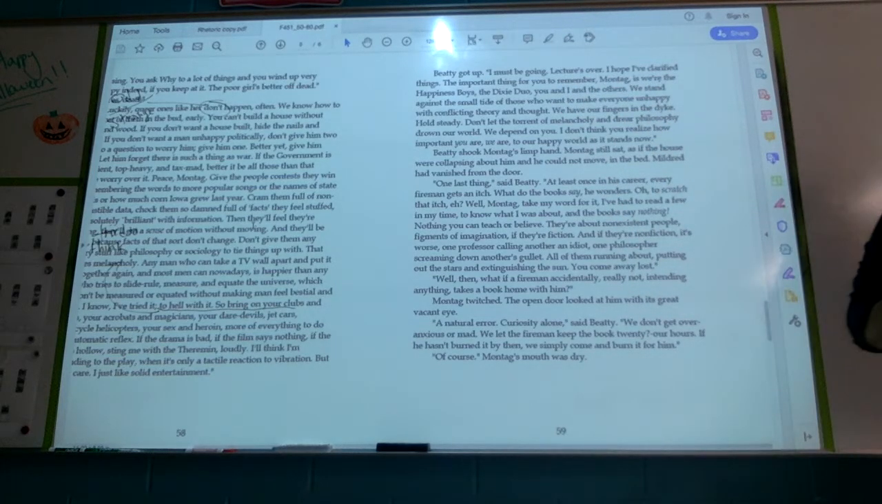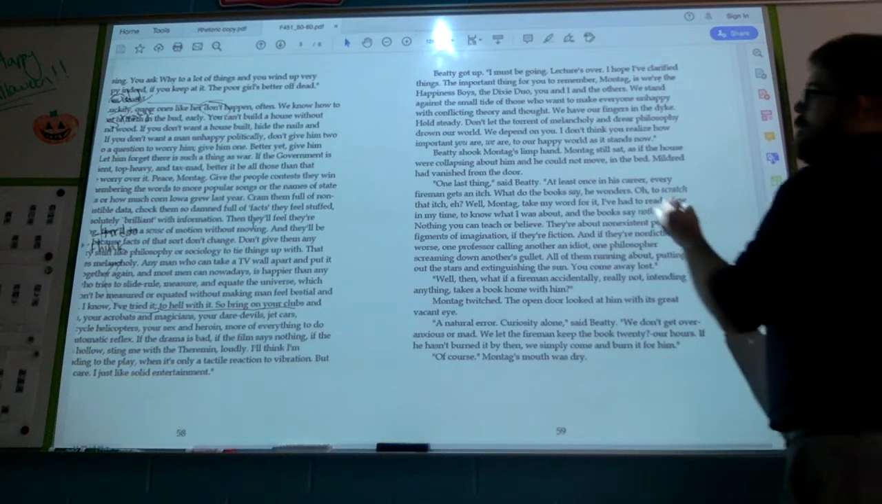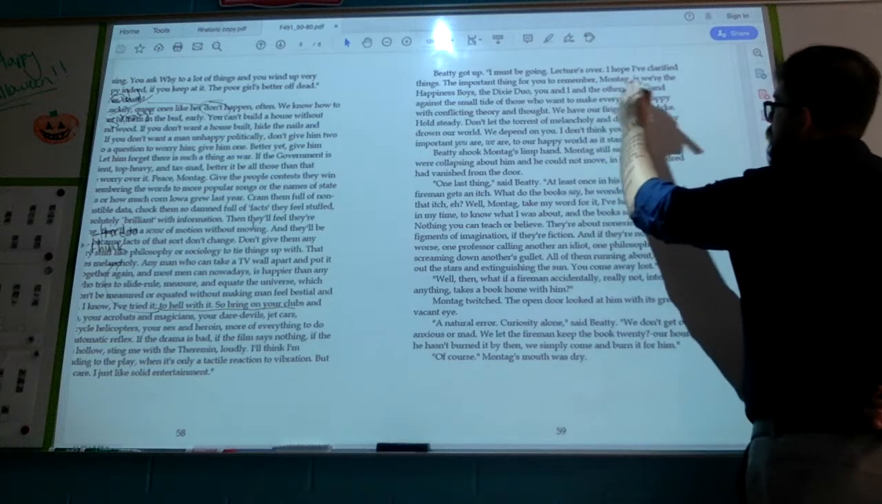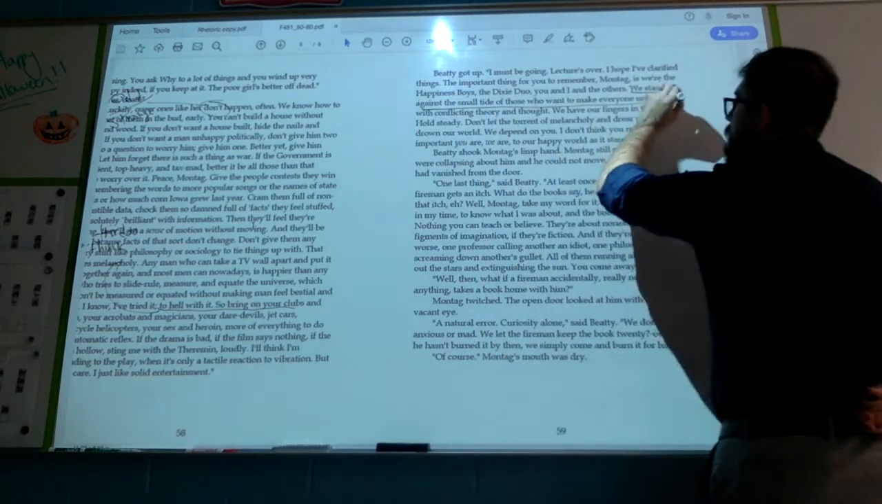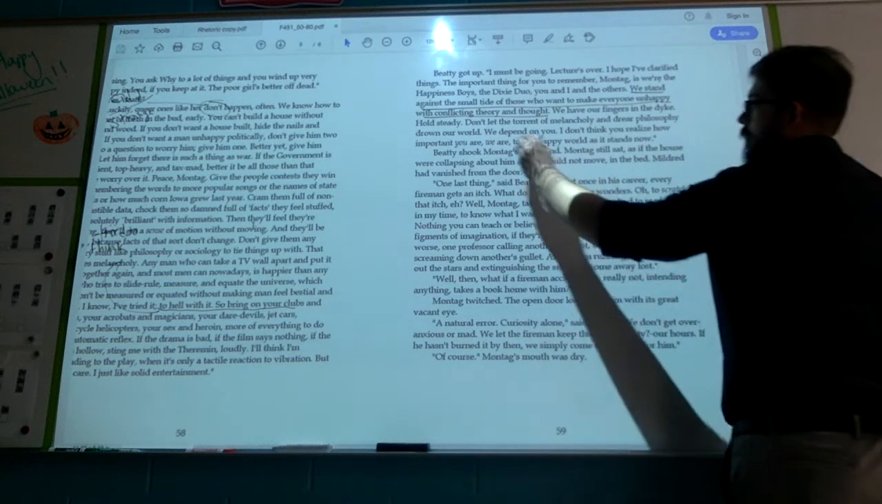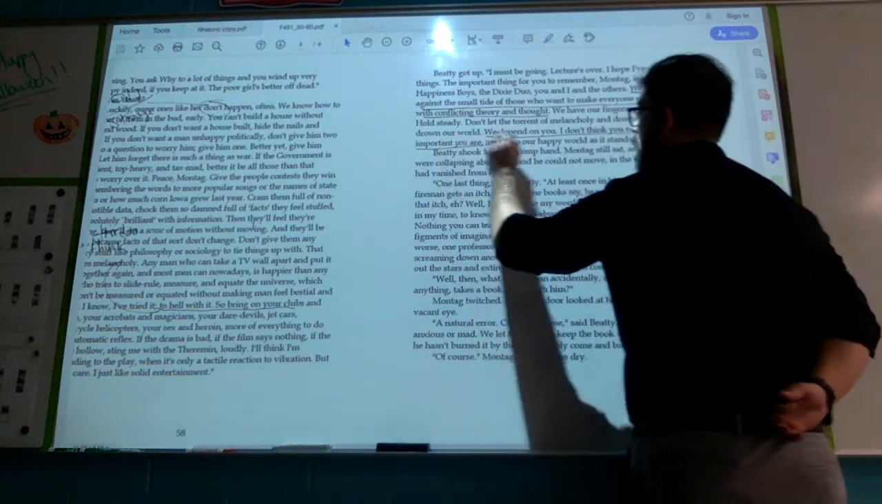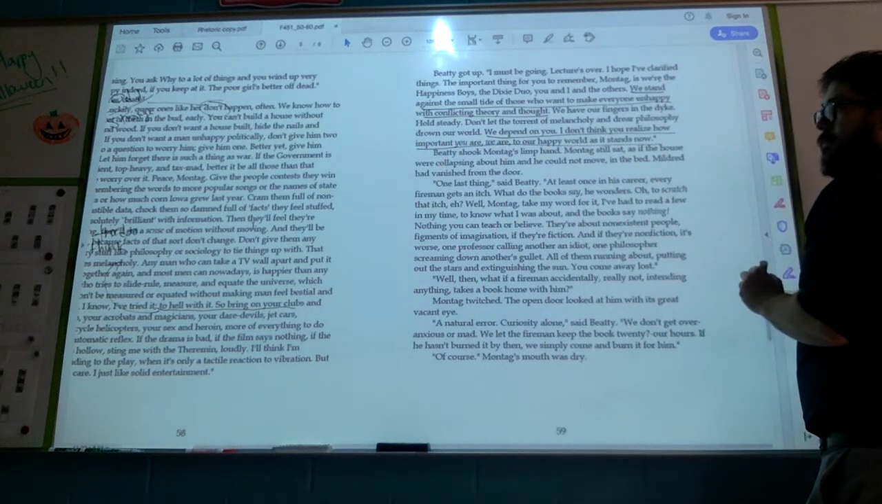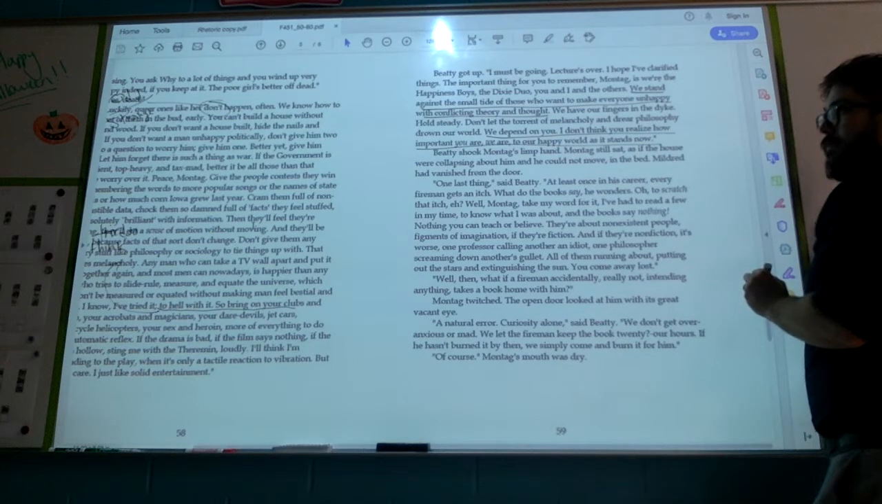Beatty got up. I must be going. Lecture's over. I hope I've clarified things. The most important thing for you to remember, Montag, is we're the Happiness Boys, the Dixie Duo, you and I and the others. We stand against the small tide of those who want to make everyone unhappy with conflicting theory and thoughts. We have our fingers in the dike. Hold steady. Don't let the torrent of melancholy and pure philosophy drown our world. We depend on you. I don't think you realize how important we are to our happy world as it stands now. Beatty shook Montag's numbed hand. Montag still sat as if the house were collapsing about him, and he could not move in the bed. Mildred had vanished from the door.